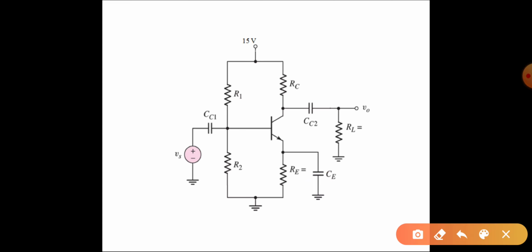So this is the circuit diagram for single stage CE amplifier. CE amplifier, because it is a common emitter amplifier. That is, the emitter is common to both input and output. So this emitter is common to both input and output.